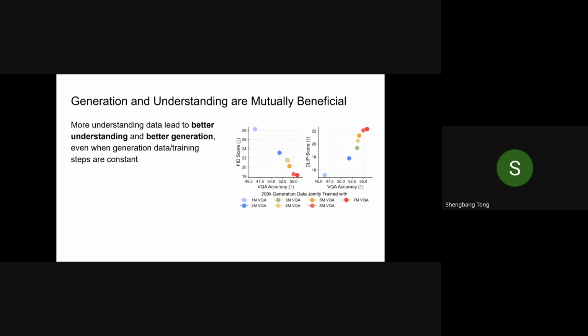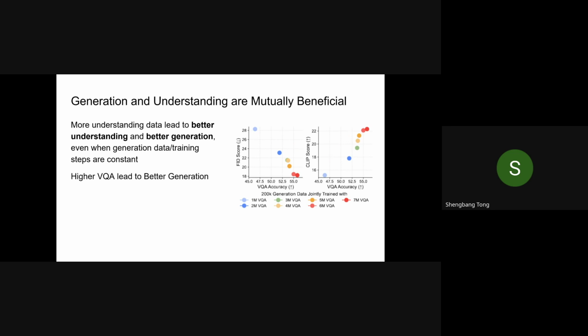And what we see here is that if we increase the amount of understanding data, it definitely leads to better understanding ability, as evidenced by going from the blue dot to the red dot, that the plot is shifting to the right, which means it's getting a better VQA ability. But at the same time, we also see that the model is also enjoying better generation, even when the generation data and training steps here are actually constant.